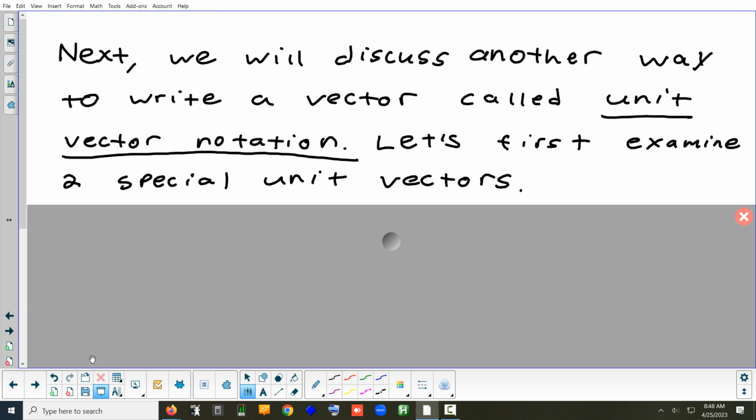Now, yesterday we talked about the word unit, and we've also mentioned the word unit when we did unit circle. When we talked about a unit circle, does anybody remember how big of a circle that was? If it was a unit circle, yep. 1 unit, yep, had a radius of 1. So when we talk about unit vectors, those are vectors with a length of 1.